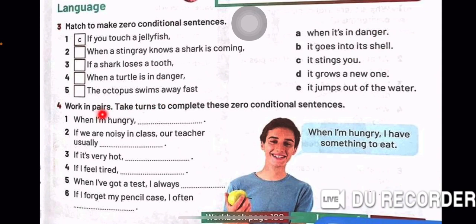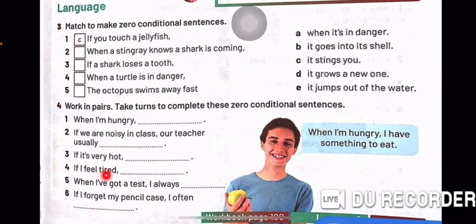Here, work in pairs. Take turns to complete zero conditional sentences. We said before, when we find when or if, we use the present simple tense in both sentences. When I am hungry, I have something to eat. If we are noisy in class, our teacher usually shouts at us. If it's very hot, we go to the beach.